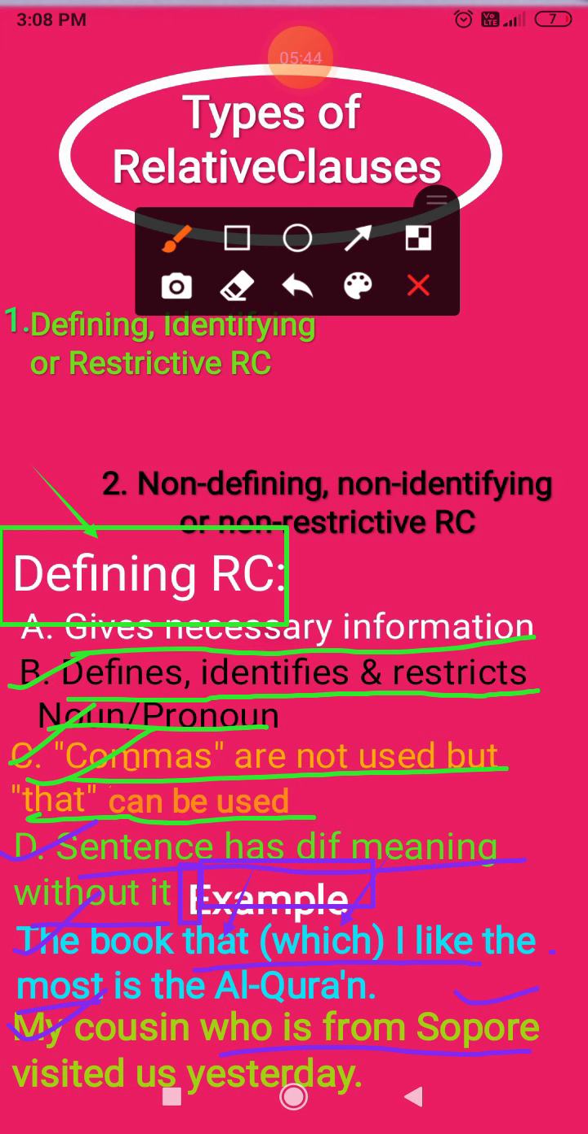तो again, my cousin who is from Sopur visited us yesterday. तो यहाँ पे who is from Sopur, it is defining relative clause.